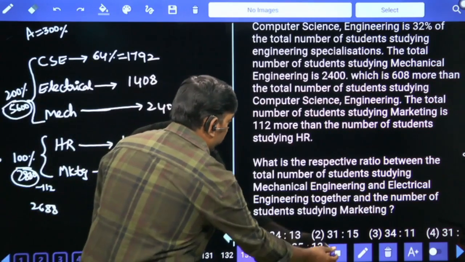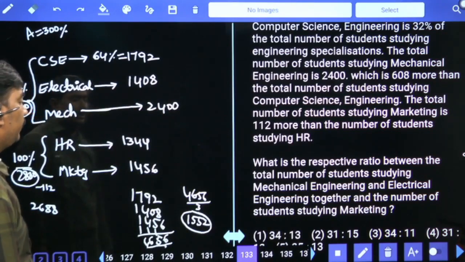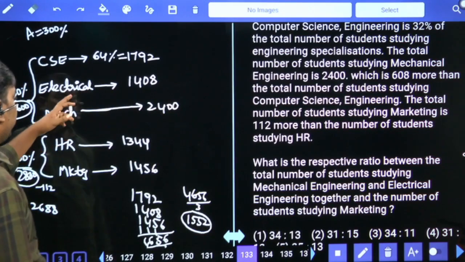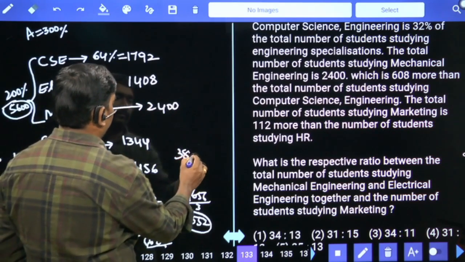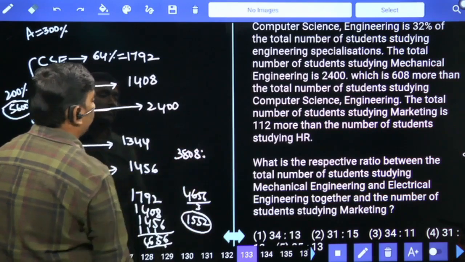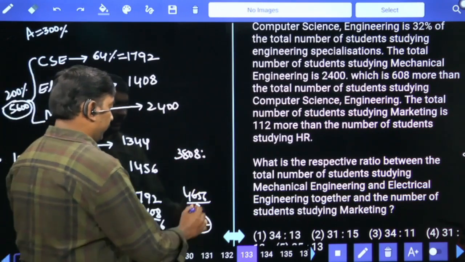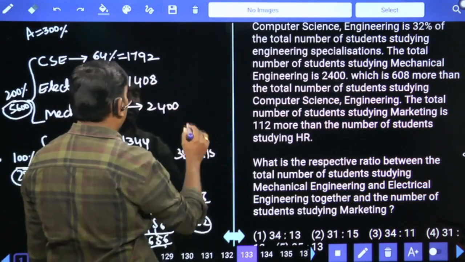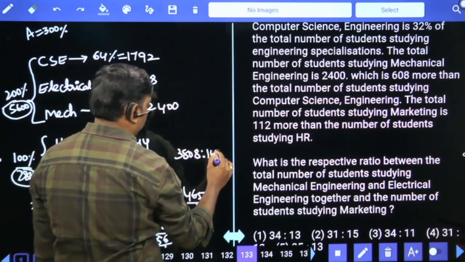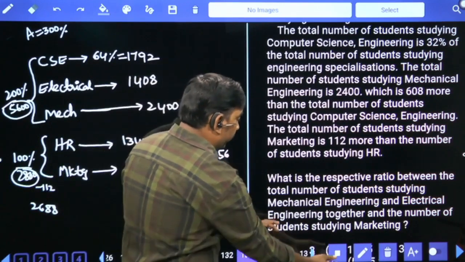What is the respective ratio between the number of students studying mechanical and electrical engineering together, and the number of students studying marketing? Mechanical, electrical: 24 plus 14, 3808. Marketing: 1456. We need to find the ratio here.